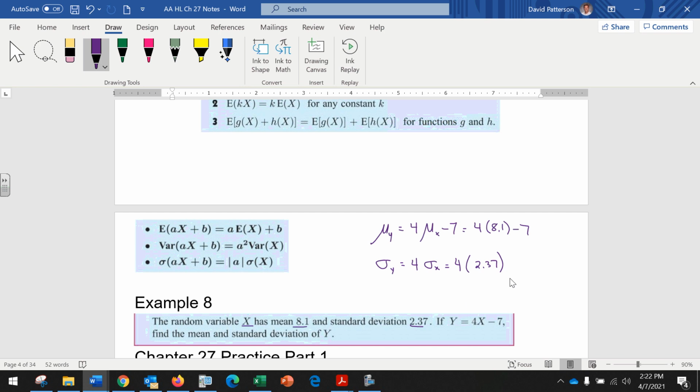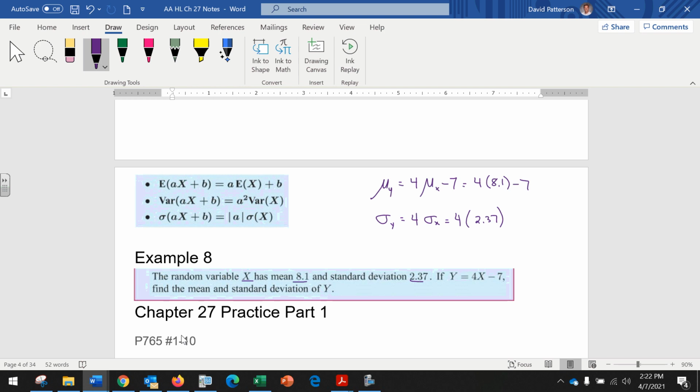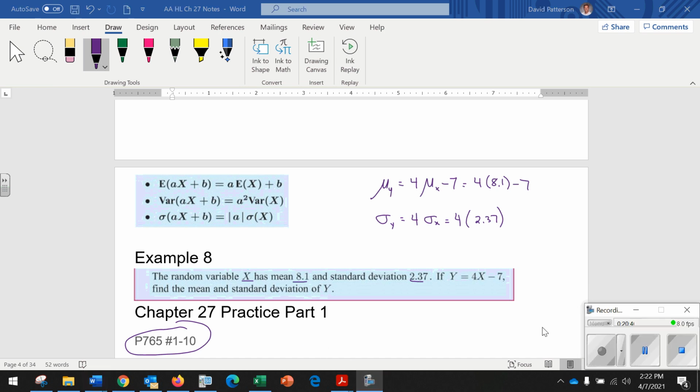So that's it for the first half of chapter 27. This is the assignment I'd like you to work on to get yourselves familiar with these topics. We'll come back next time and talk about the next part of chapter 27, binomial random variables.